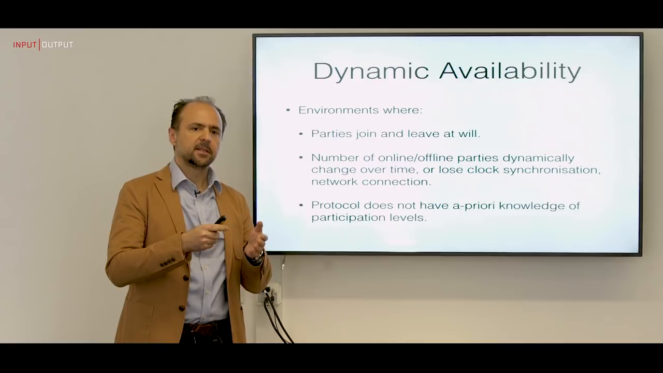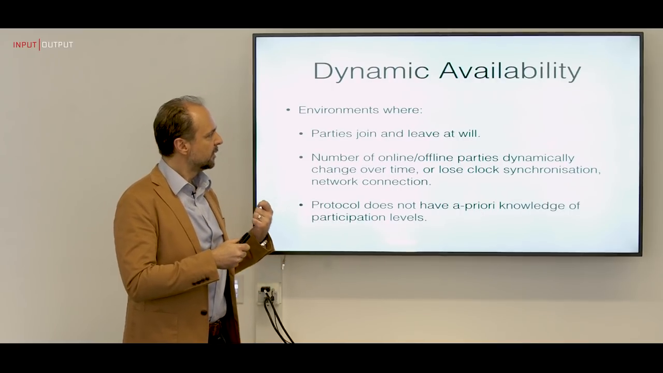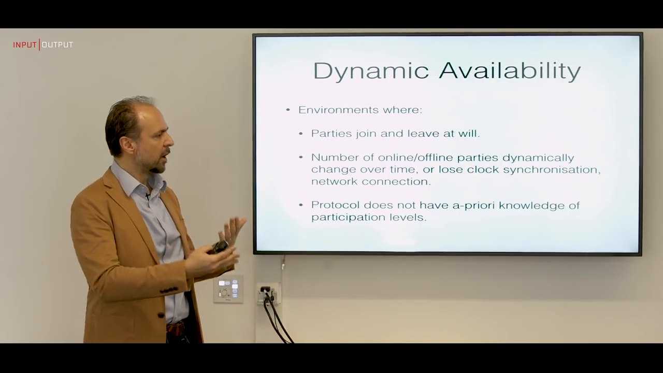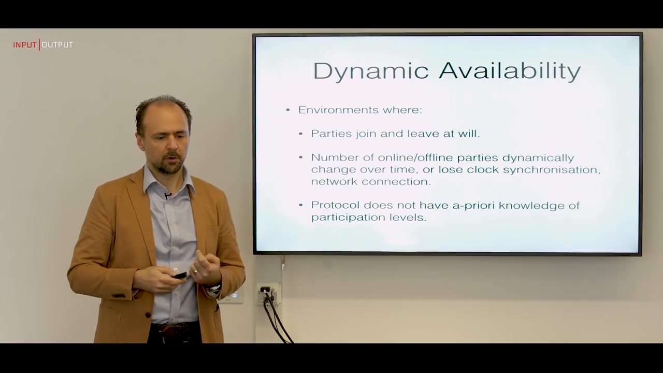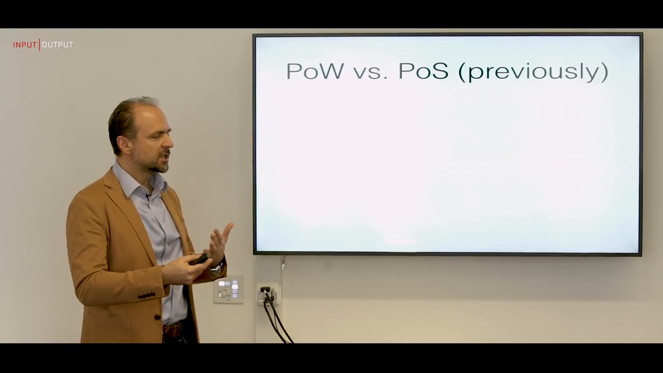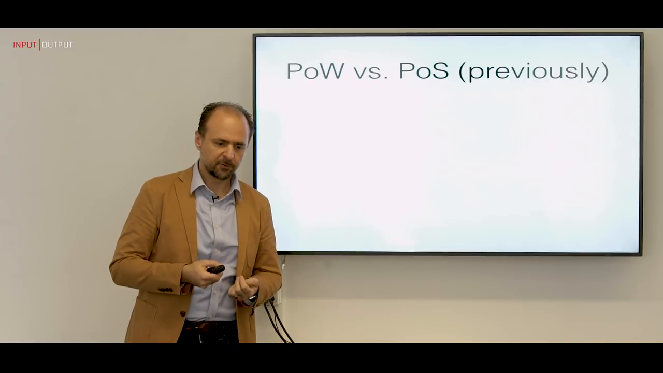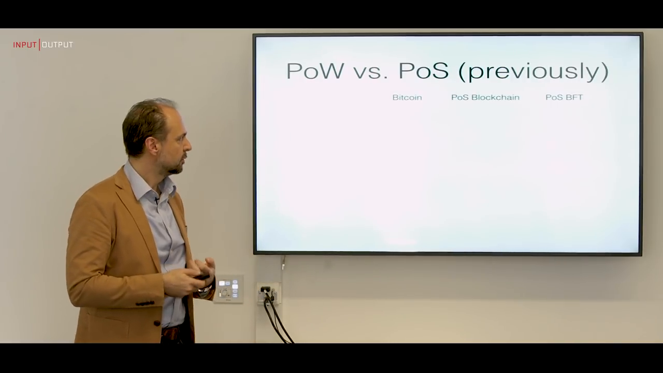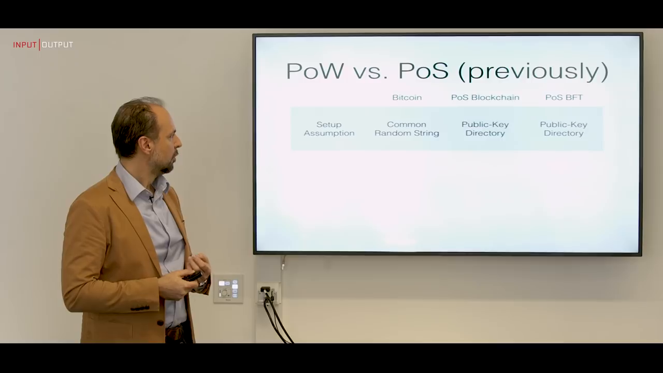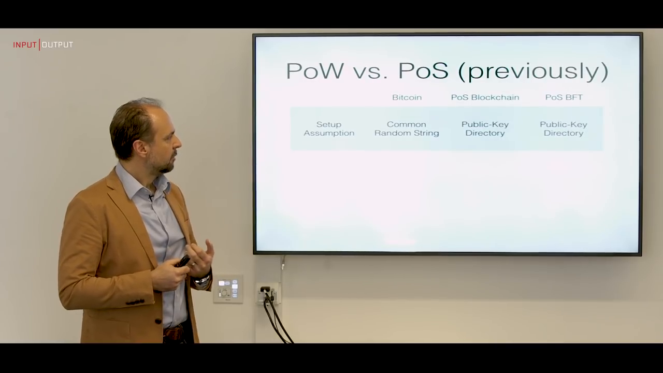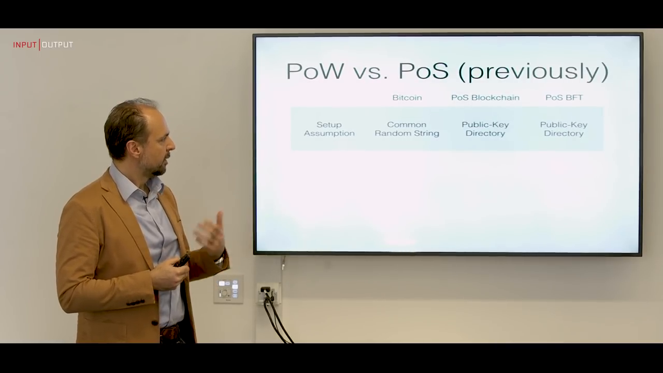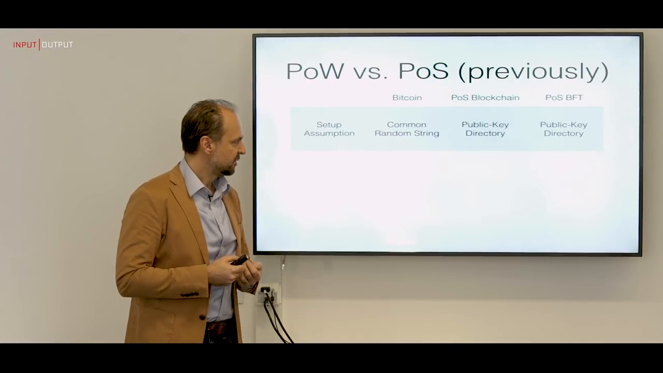The blockchain setting of dynamic availability is what people would like these protocols to work in. So we have to see how proof of work compares to proof of stake with respect to dynamic availability. Let's compare, for example, the Bitcoin protocol with a POS blockchain or a POS BFT protocol.